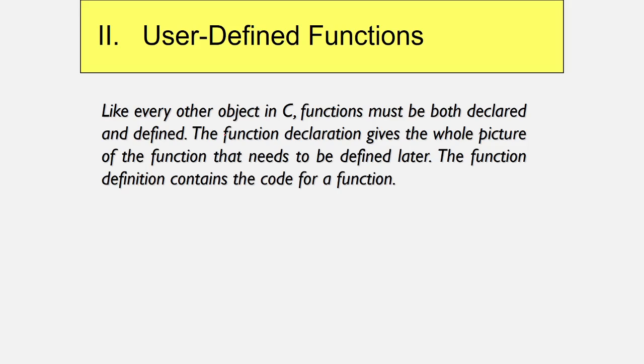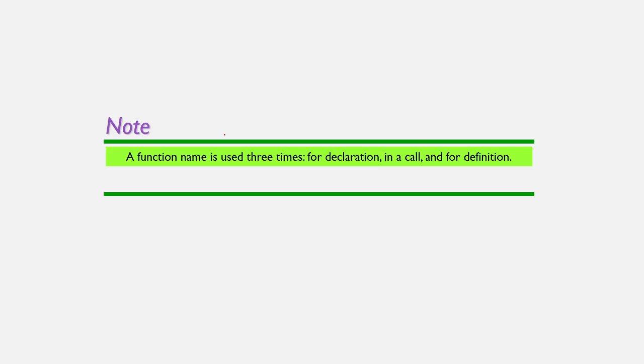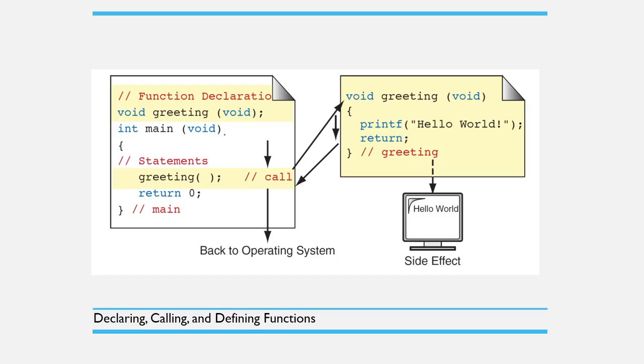The first one is the declaration, the other one is the call, and the important one is the function definition, which gives the whole picture of a function. Now we have to take note that the function name is used 3 times: declaration, call, and definition, as I have said earlier. So this figure shows the three: function declaration, function call, and the function definition.